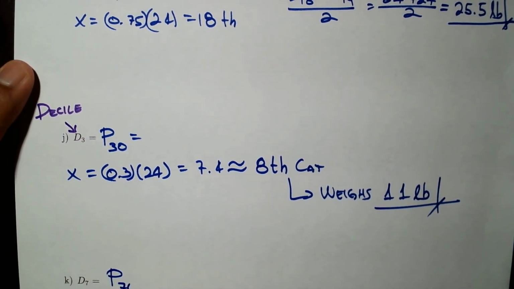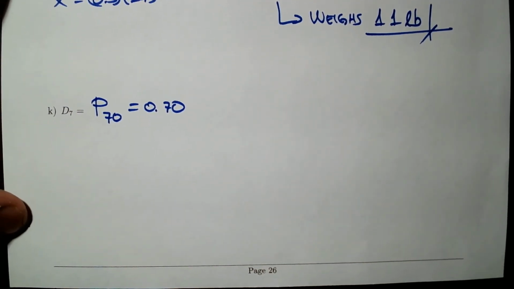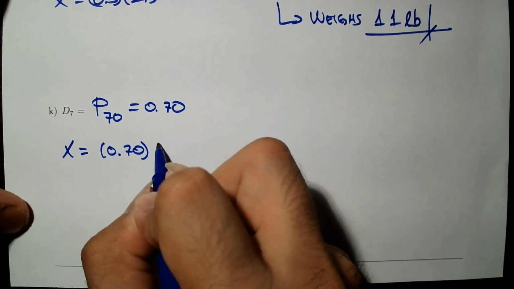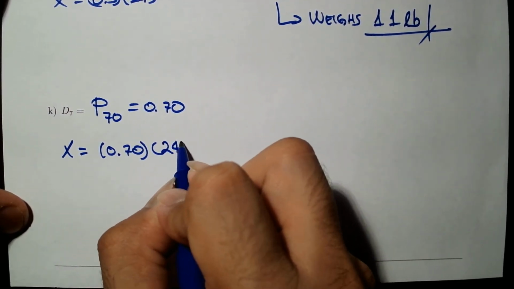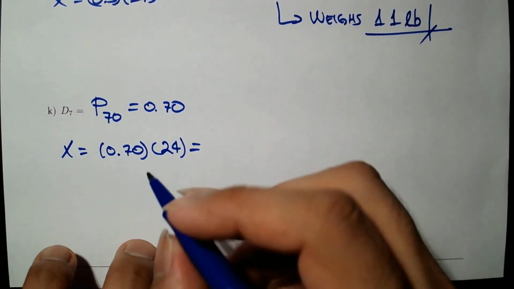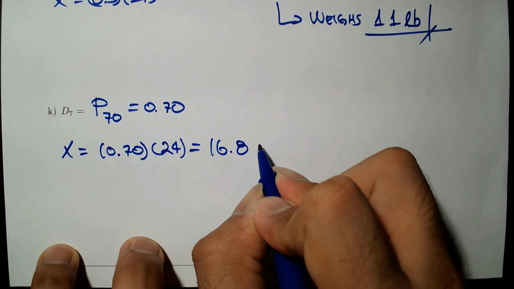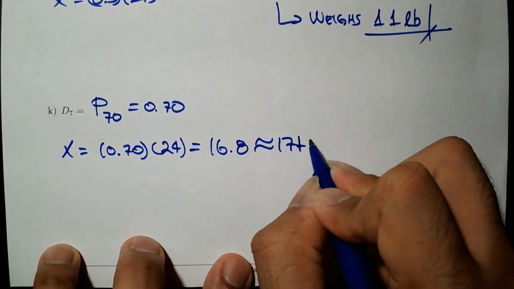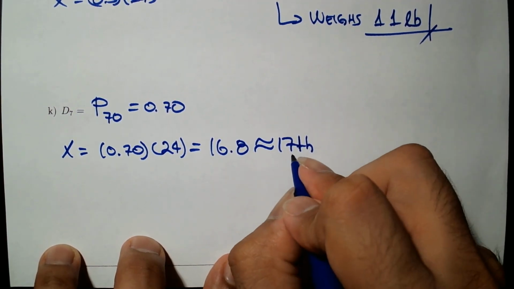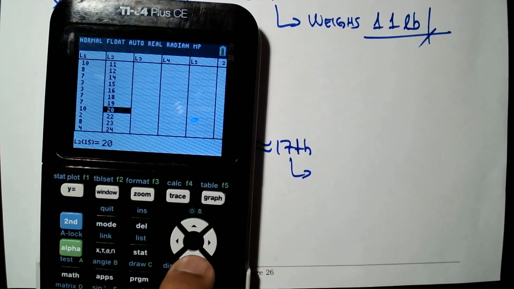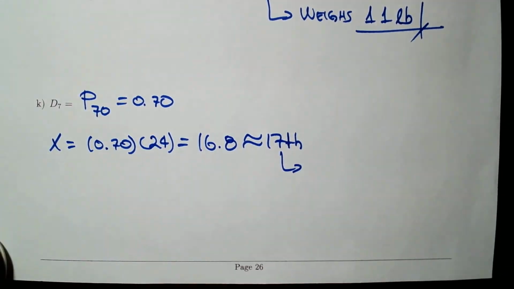Okay. D7, that's the same as P70, 0.70. So x equals 0.70 times 24 equals, in this case using a calculator, 16.8. Another decimal, so we round up to the next integer, which is the 17th cat, which is the one that weighs, let's find out, 23 pounds.